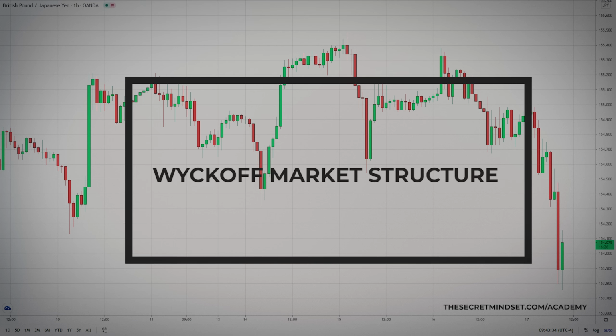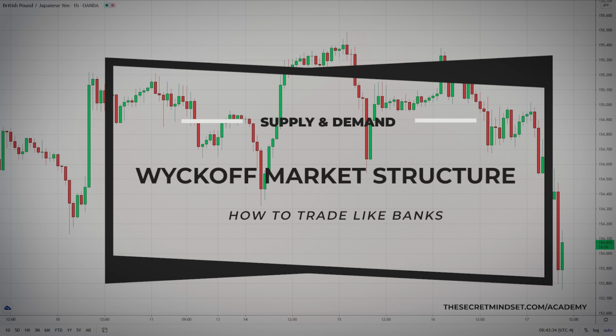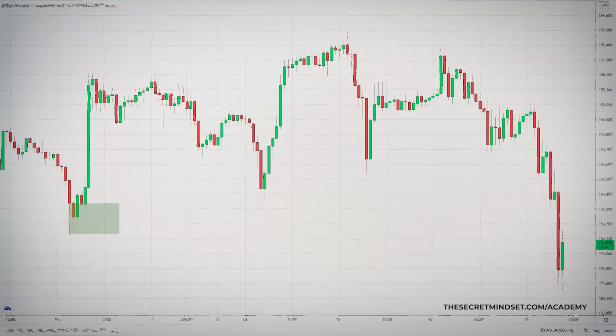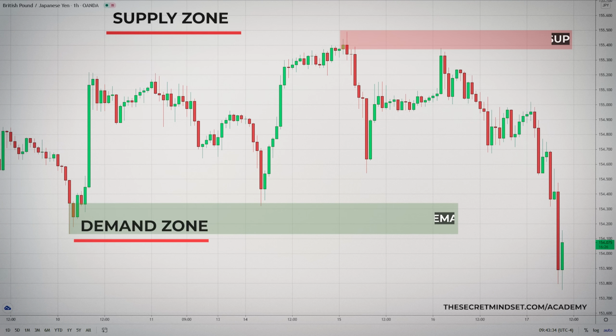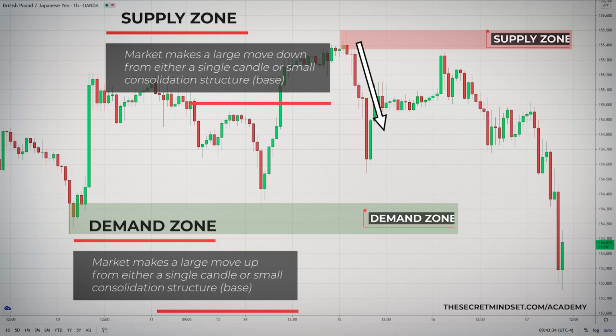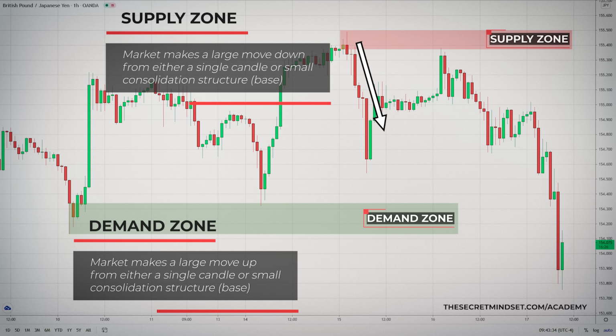If you want to increase your chances to succeed at trading, you must align yourself with big players in the market. And how do you do that? Using supply and demand. Supply zones are found when the market makes a large move down from either a single candle or a small consolidation structure, also known as a base, while demand zones are found when the market makes a large move up, again from a single candle or a base.